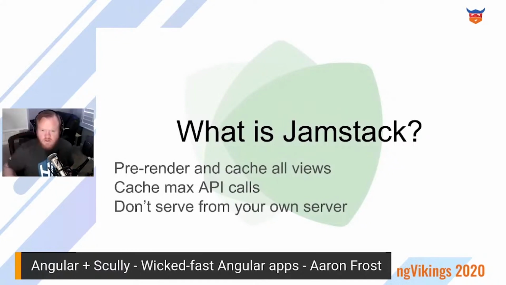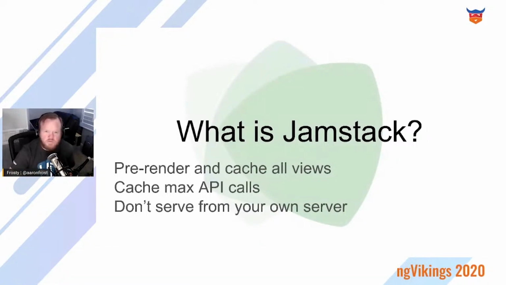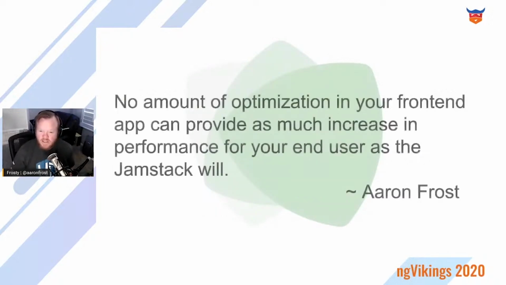It's trying to pre-render, just kind of like a short version. It wants to pre-render and cache all the views in your app. It wants to cache as many of your API calls as it possibly can. And then the real big importance is do not serve any of those things from your own server. Get it out on a CDN because that is how you get the most performance out of your app. So that's a short way of describing what the Jamstack is.